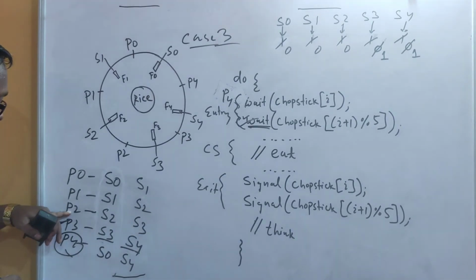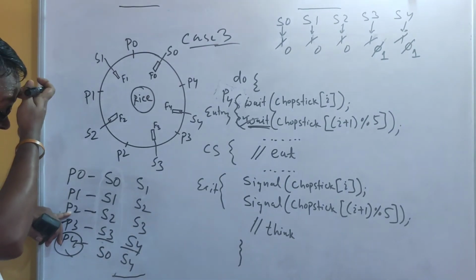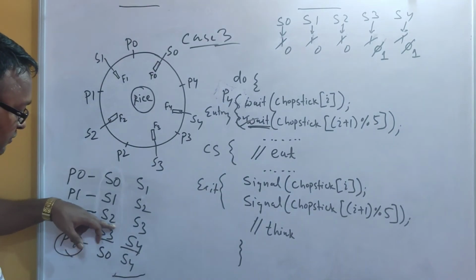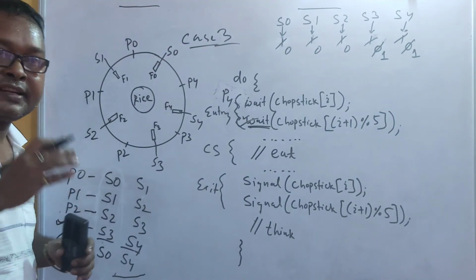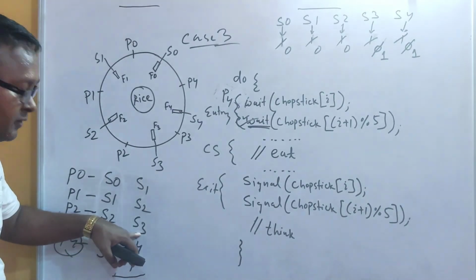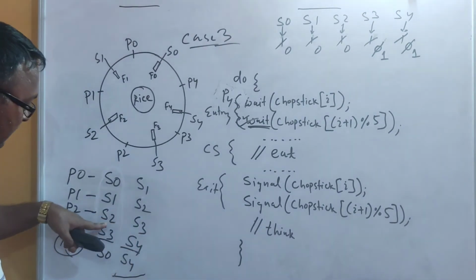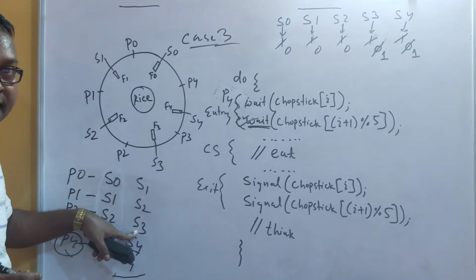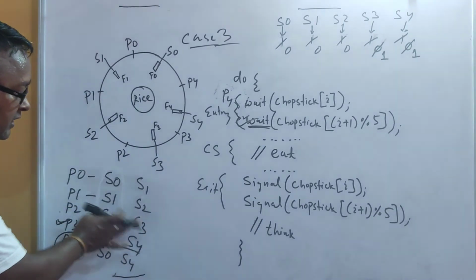Now P2 wants to enter into the critical section. It has already acquired S2, but S3, the right hand side fork, it was not getting, right? So right now P2 can get the right hand side fork. Yes, it can get, because the deficiency was only S3.